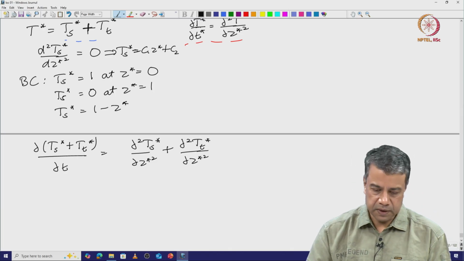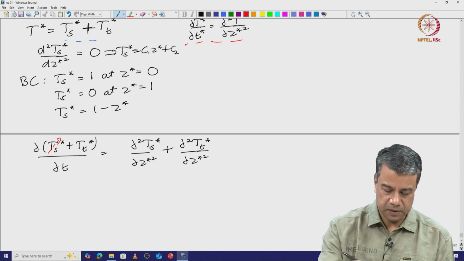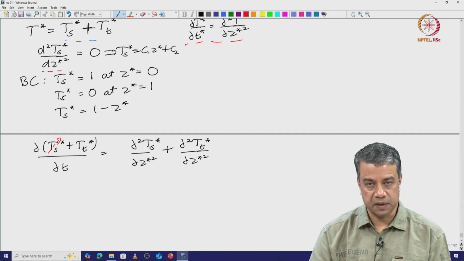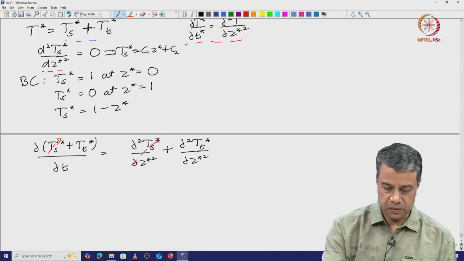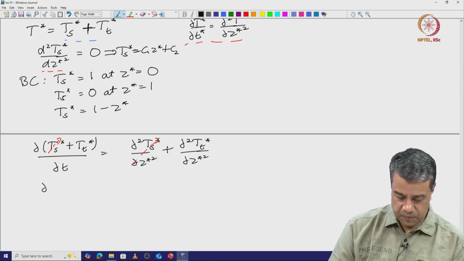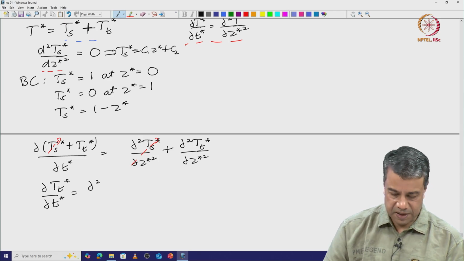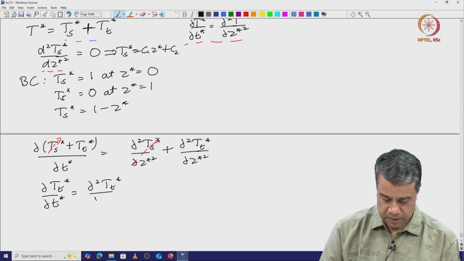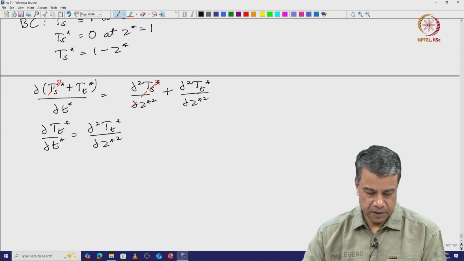Okay. We know that the time derivative of the steady part is equal to 0. And we also know that we have just solved this condition for the steady part, d square T s by dz square is equal to 0. So, this is also equal to 0. And the equation reduces to partial T transient by partial t star is equal to partial square T transient by partial z star square. I am sorry, there should be scaled time here. Okay. So, that is the equation.